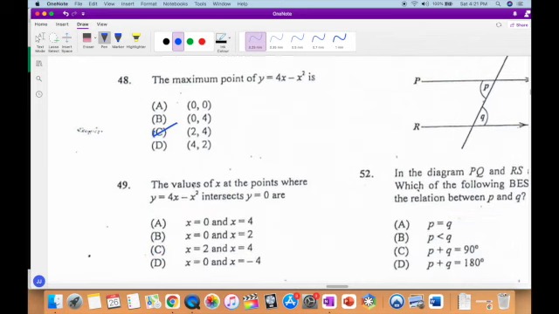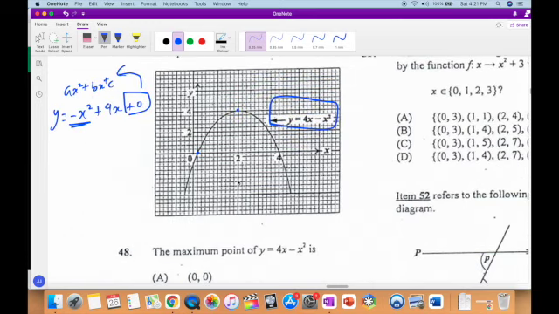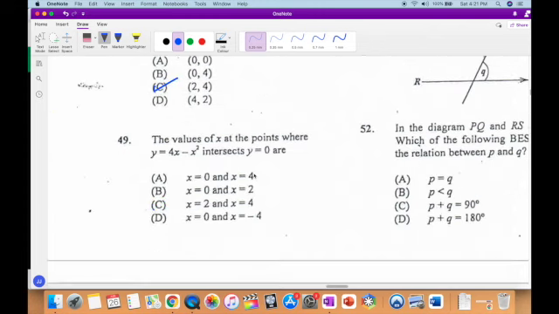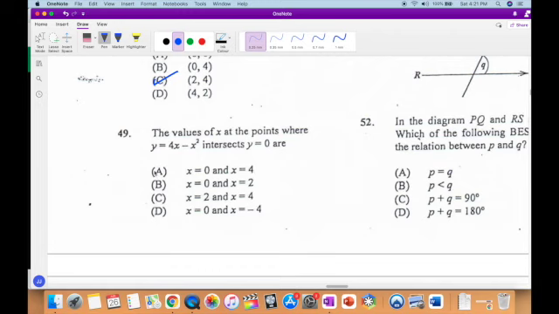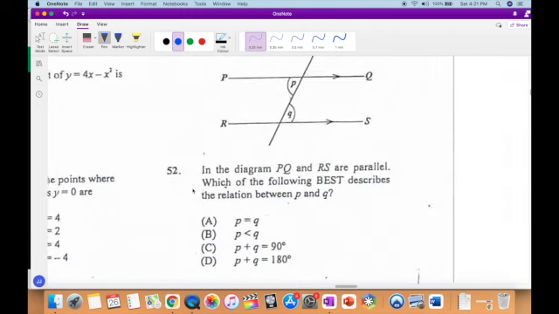The values of x at the points where it intersects the line y is equal to 0. The line y is equal to 0 is the x-axis. That is this line. And you can see here, it cuts the x-axis at 0 and 4. So it cuts the x-axis at x is 0 and x is 4.